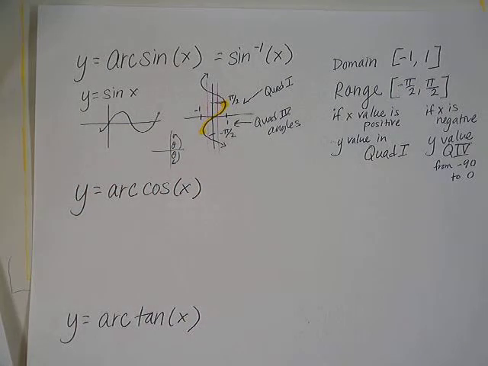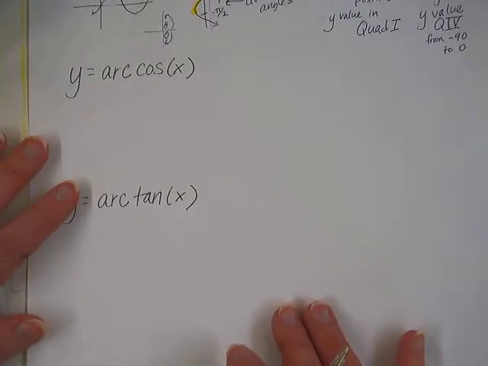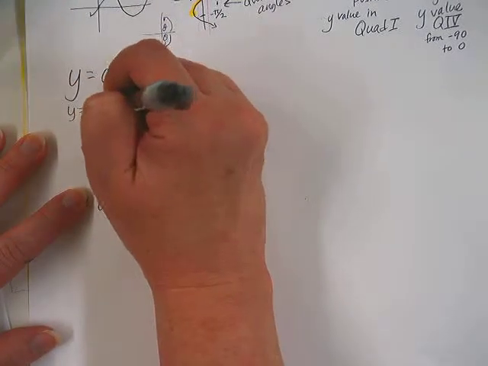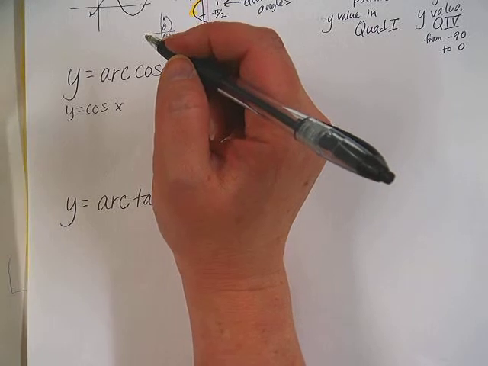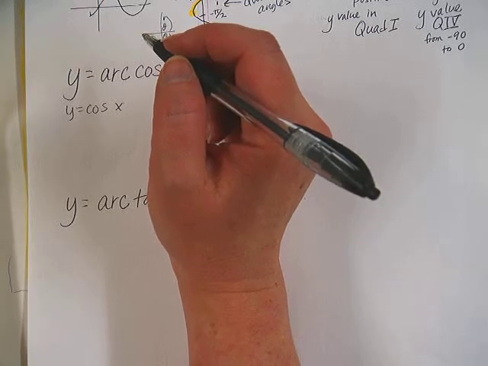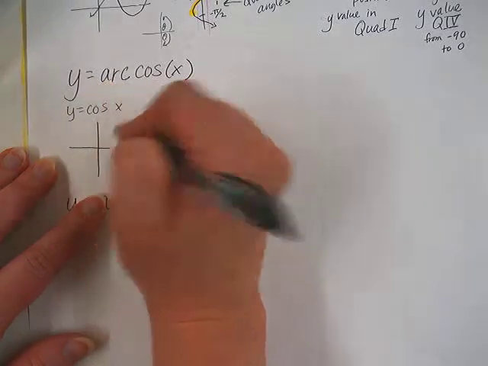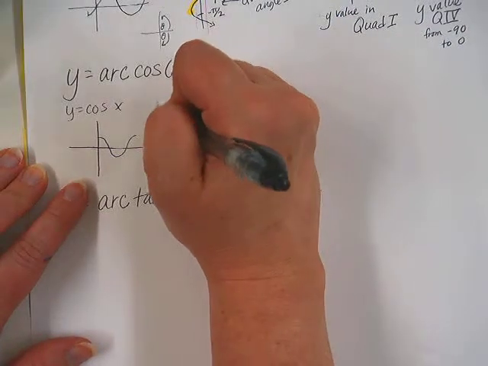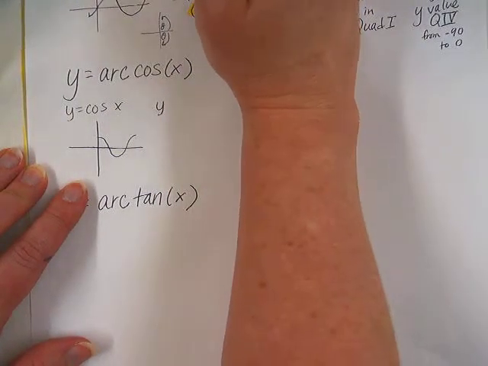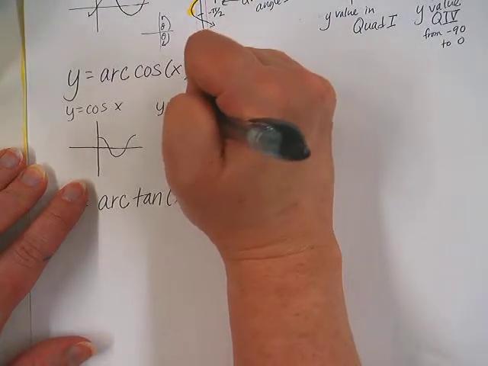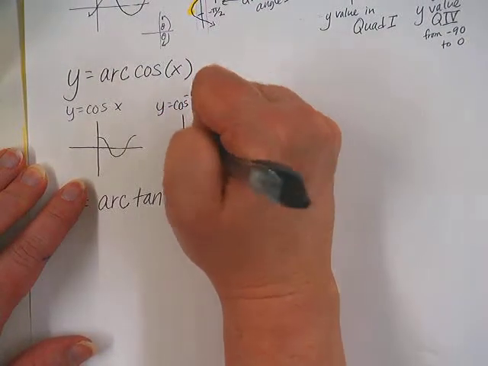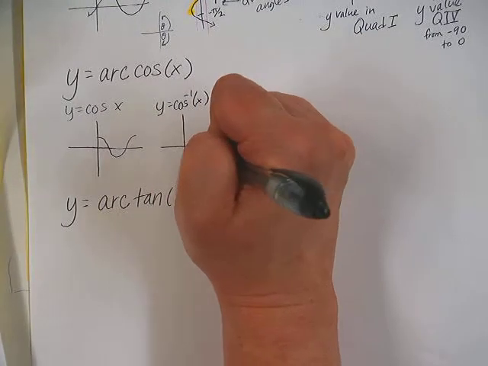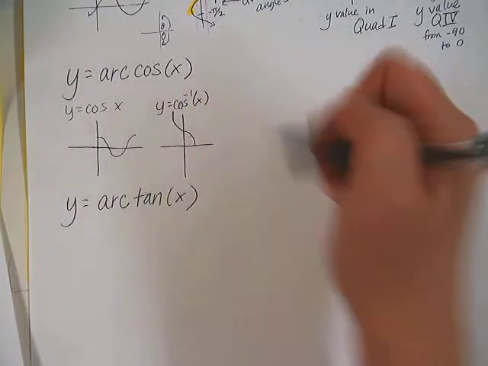Let's go to cosine next. Arccosine, so inverse cosine. For the inverse cosine, we're taking the piece of cosine that, okay, let's see what cosine looks like first. Cosine looks like this. For our inverse cosine, we're just going to use the piece of the graph that goes from here to here.